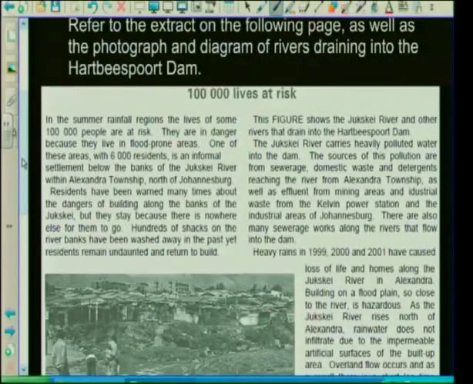All right, moving on. Now, question number 2, it asks us to refer to the extract on the following page, as well as the photograph and diagram of the rivers draining into the Hartbeespoort Dam. So here at grade 12s, we've got a number of different sources that you need to make use of.